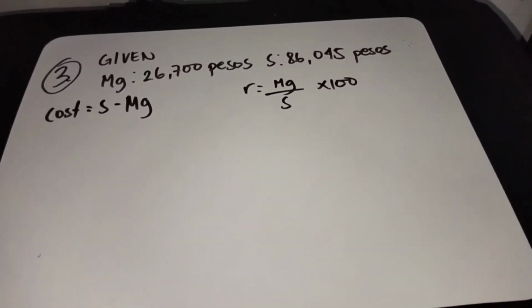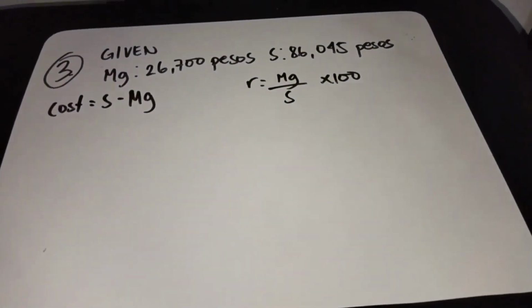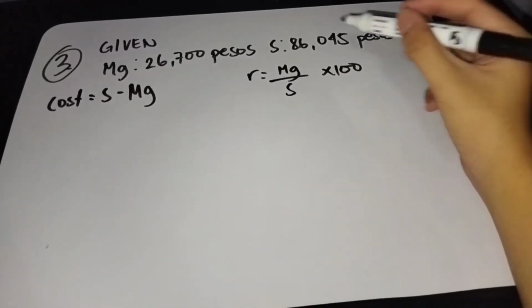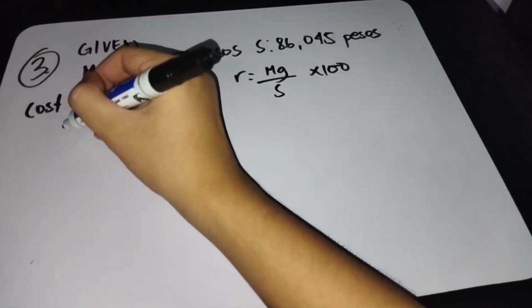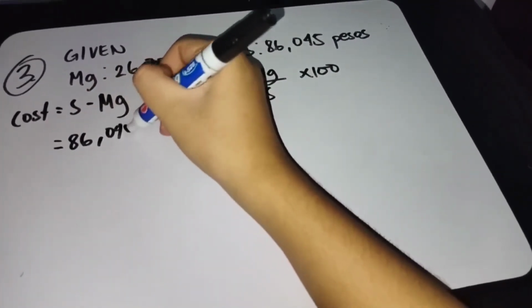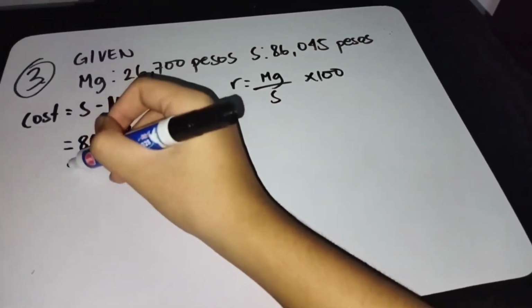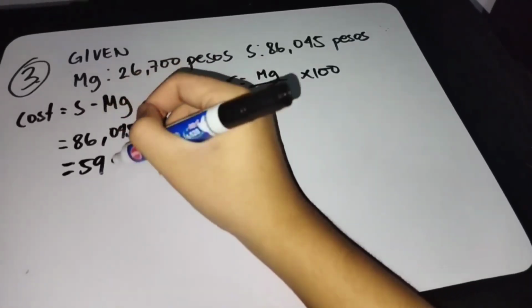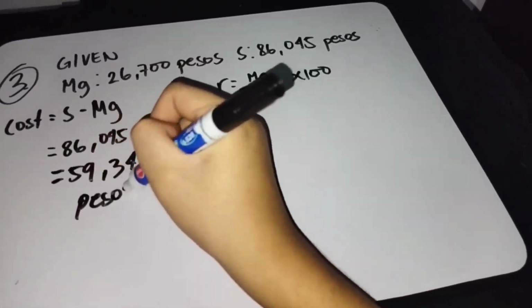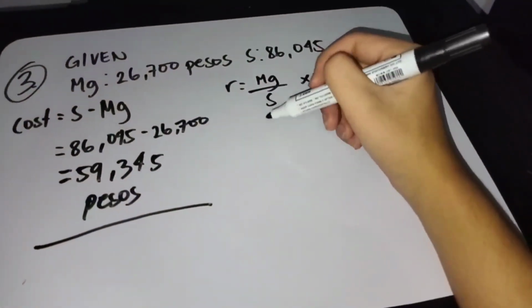So for our last activity, our given is the margin of 26,700 pesos and the selling price of 86,450 pesos. Now, let us find the cost and the rate. To find the cost first, we need to subtract the margin of 26,700 from the selling price of 86,450. And the answer would be 59,750 pesos. So that is now our cost.